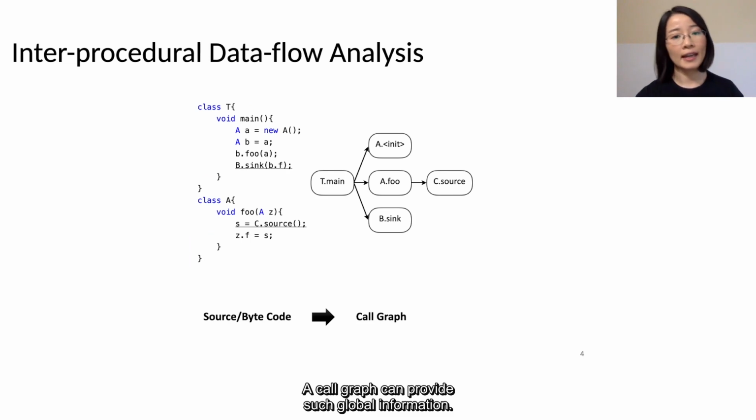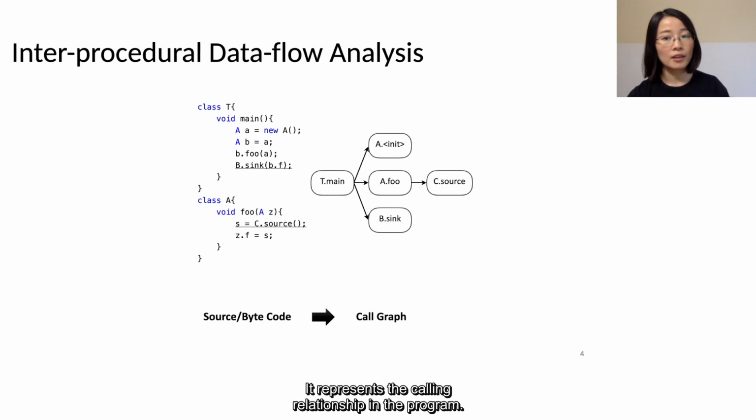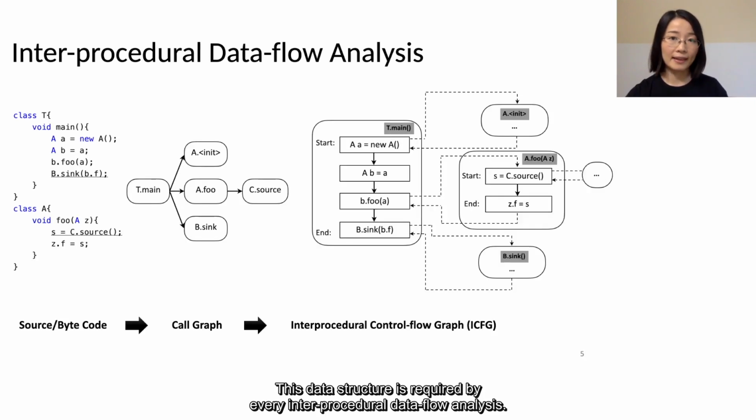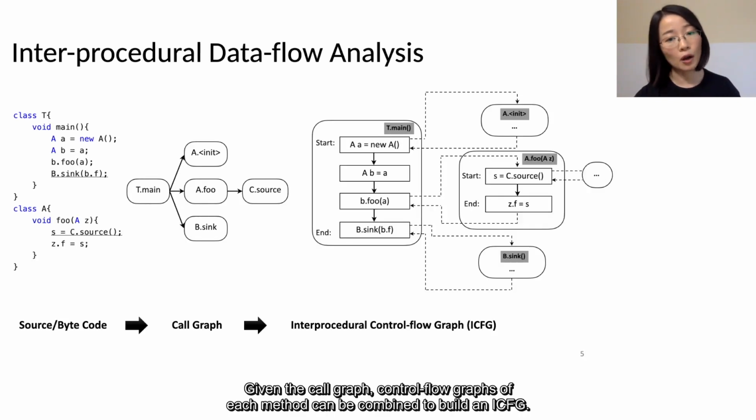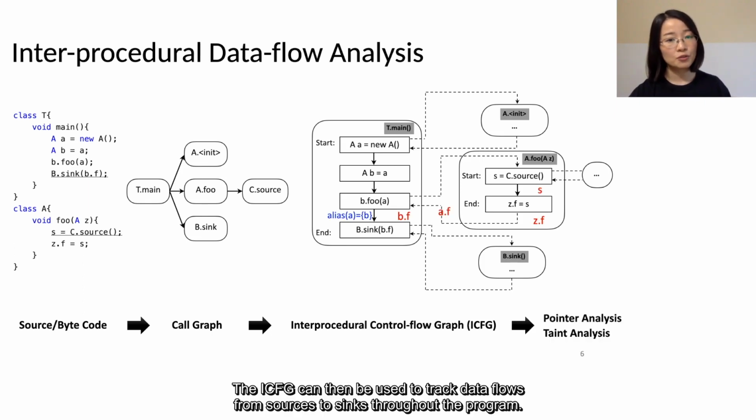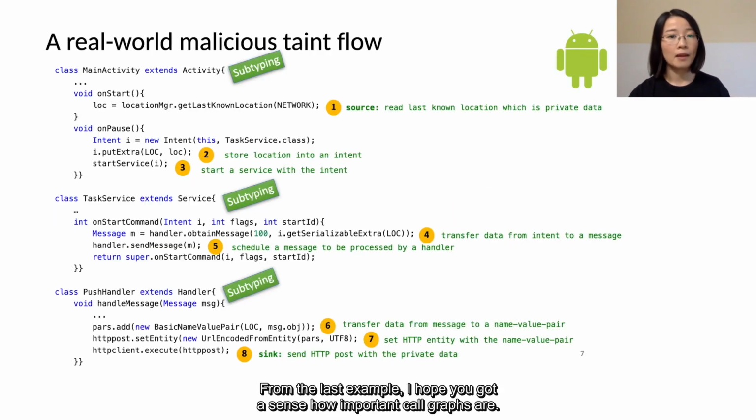A call graph can provide such global information. It represents the calling relationships in the program. This data structure is required by every inter-procedural data flow analysis. Given the call graph, control flow graphs of each method can be combined to build an ICFG. The ICFG can then be used to track data flows from sources to sinks throughout the program. From the last example, I hope you now got a sense of how important call graphs are.